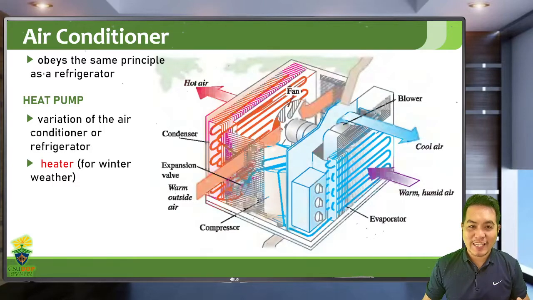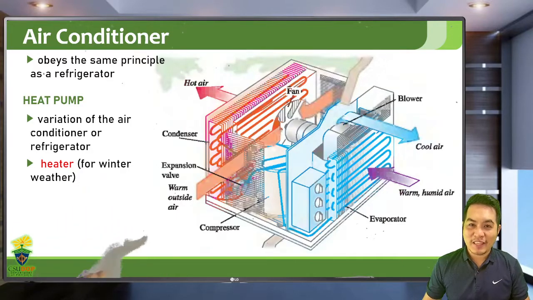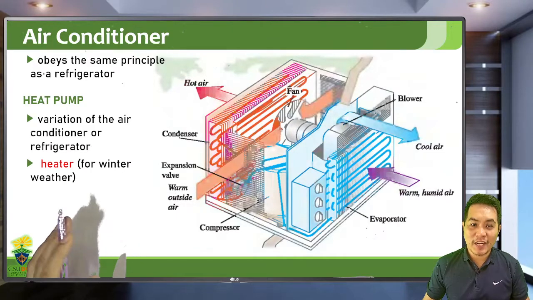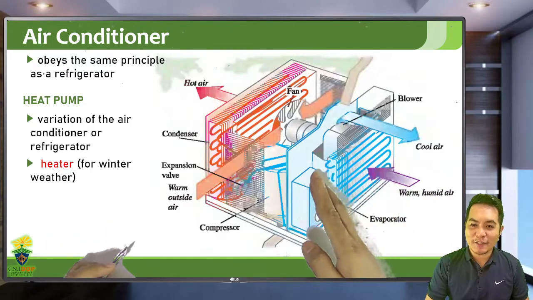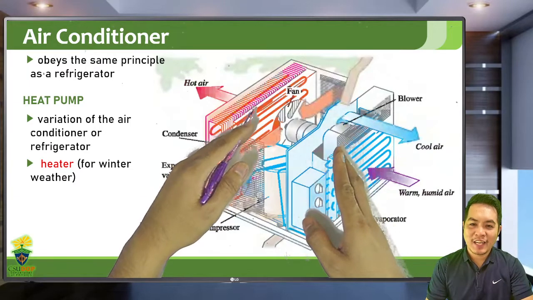So a heat pump or a heater. And we can't relate to this because we don't have a winter condition in our country, in the Philippines. But in countries where there are winter seasons, very cold seasons, they have a variation of the air conditioner wherein inside the room are the condenser coils and outside the room are the evaporator coils.